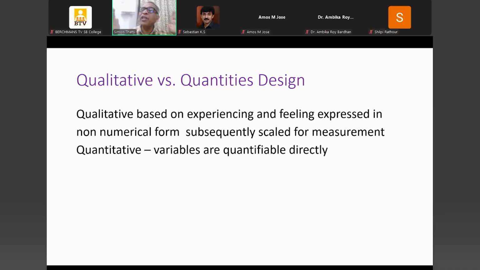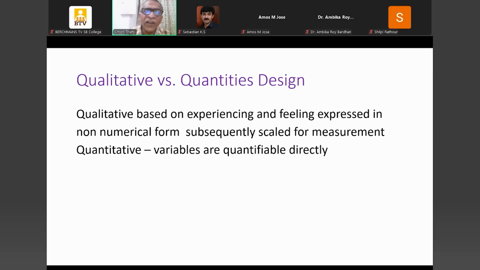But ultimately, you would like to know how many of them are satisfied or dissatisfied, and what is the reason for satisfaction or dissatisfaction. So how do you scale them down in terms of measurement, and how do you come to conclusions in terms of its measurement? Those are the things which come in qualitative.